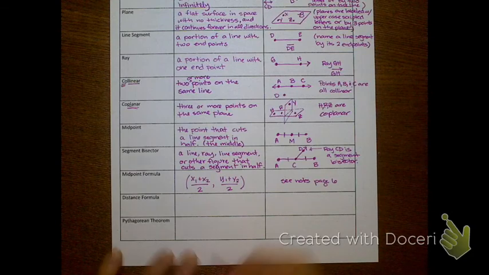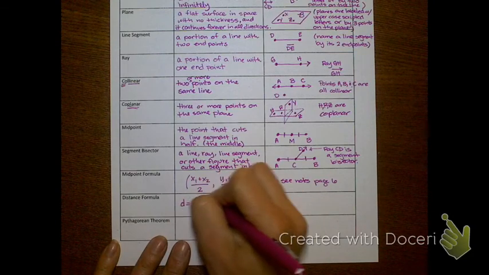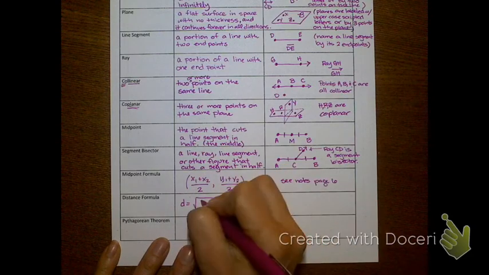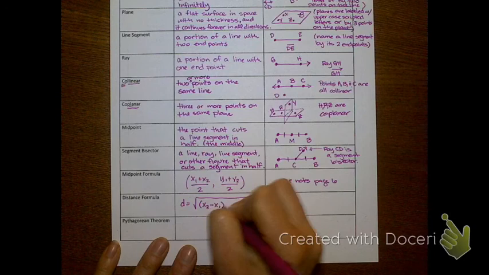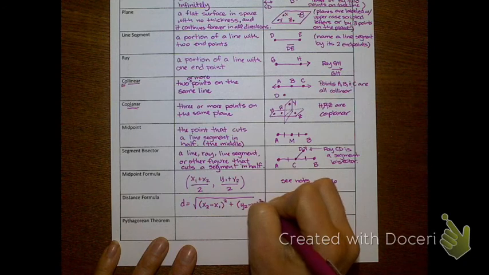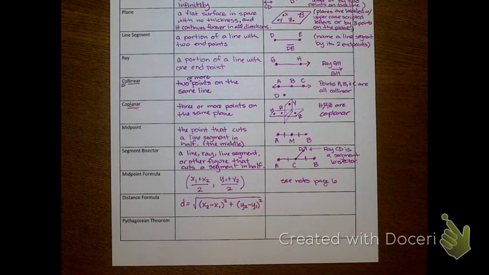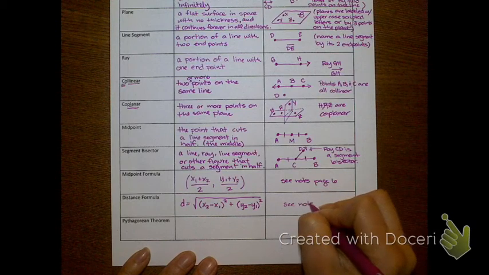Now what about the distance formula? What's that formula? x2 minus x1 squared plus y2 minus y1 squared. And that's also in our notes on page 6. So we're going to write: see notes on page 6.